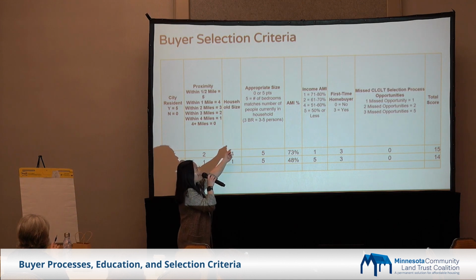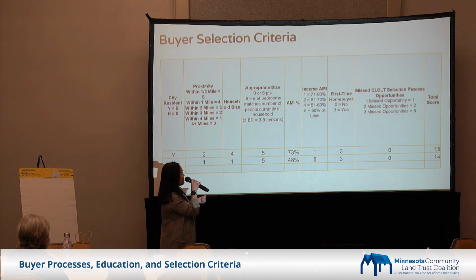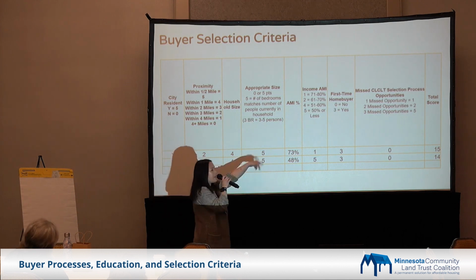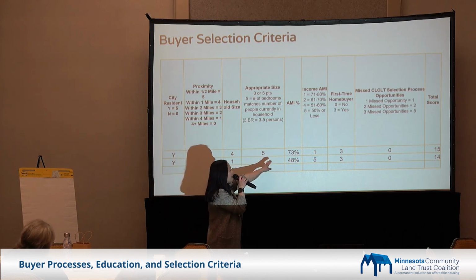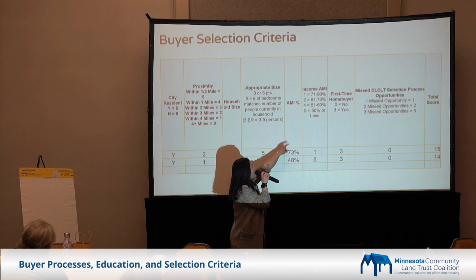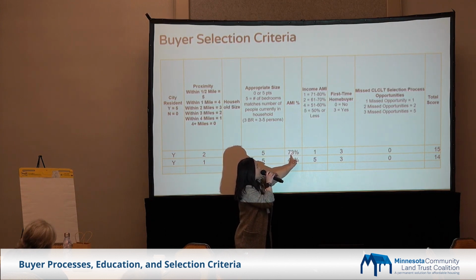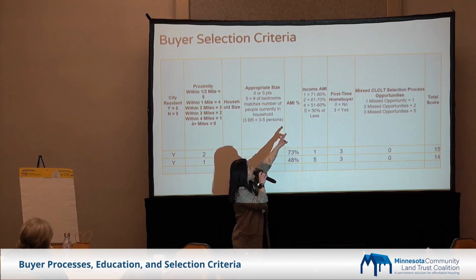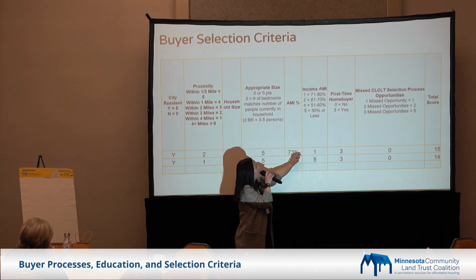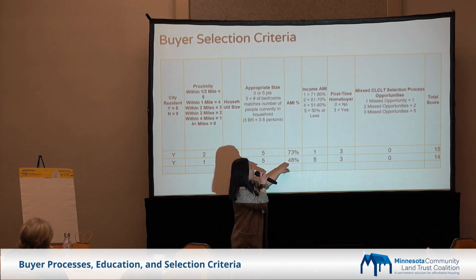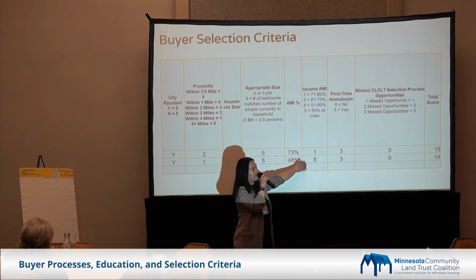So if the number of bedrooms matches the number of people currently in the household, they both have 5 points. And then this is just their AMI percentage. With the AMI percentage, those income AMI levels equal a number. So this one was 73%, that's between 71 and 80, so it's 1. And down here they were at 48%, so 50% or less is 5, so they have 5 points here.